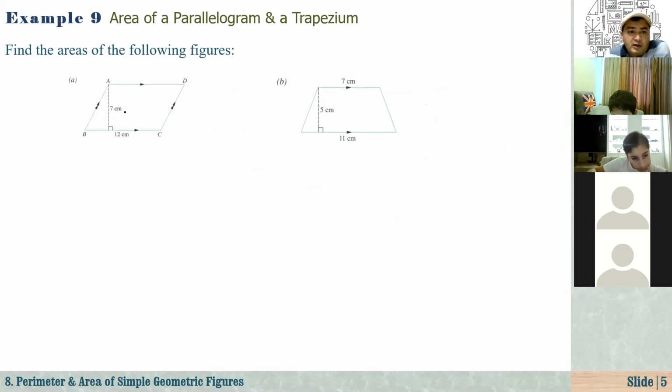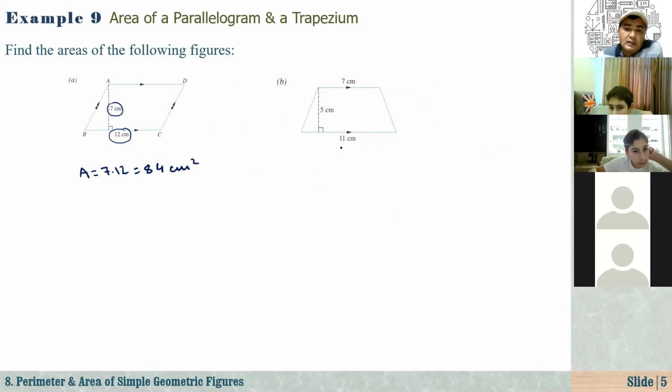So, the parallelogram's height is given, it is 7, and the base is given, it is 12. So the area of this parallelogram is 7 times 12, which is equal to 84 cm squared. And how about the second figure?